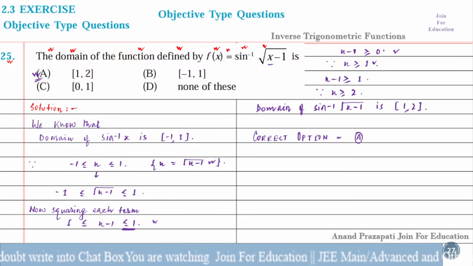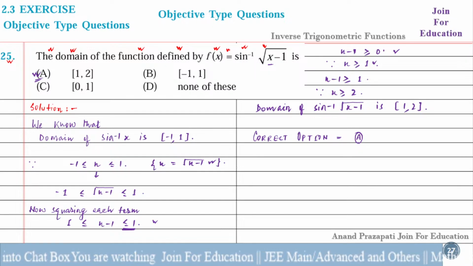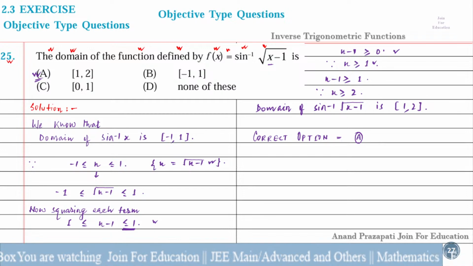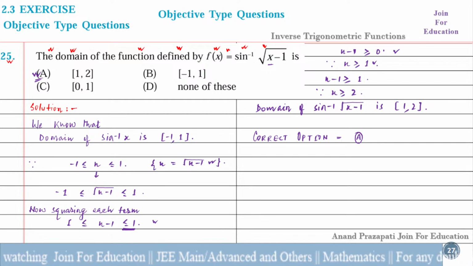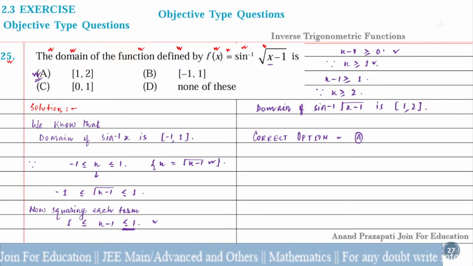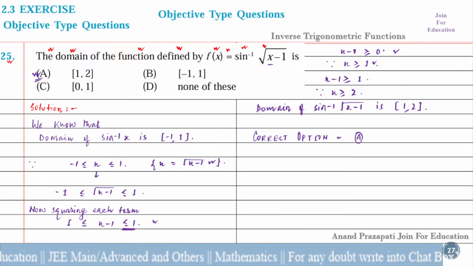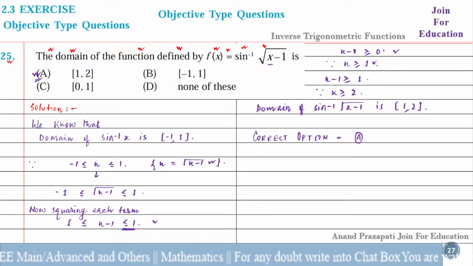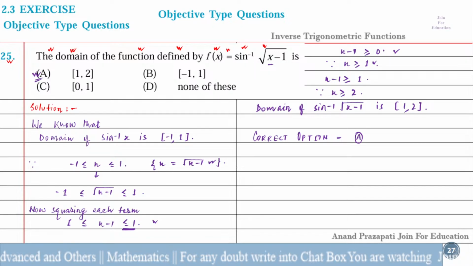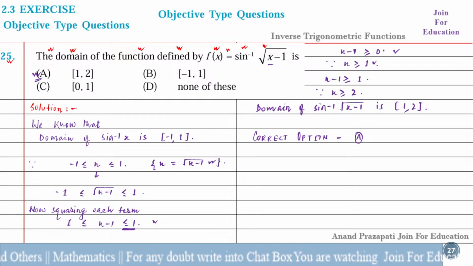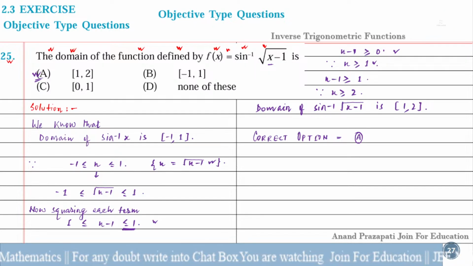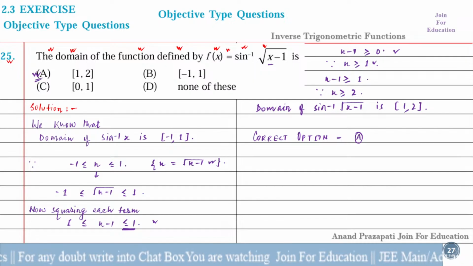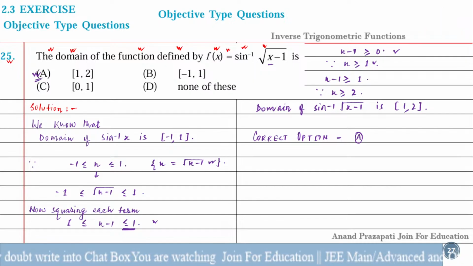Hope that there is no problem to understand the solution as well as the explanation of the solution of this question. If you have any doubt, then write into the live chat box which is open to all of you.